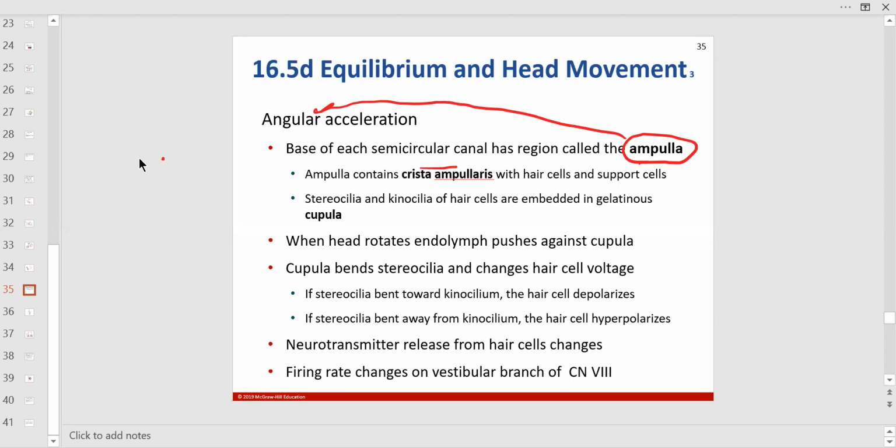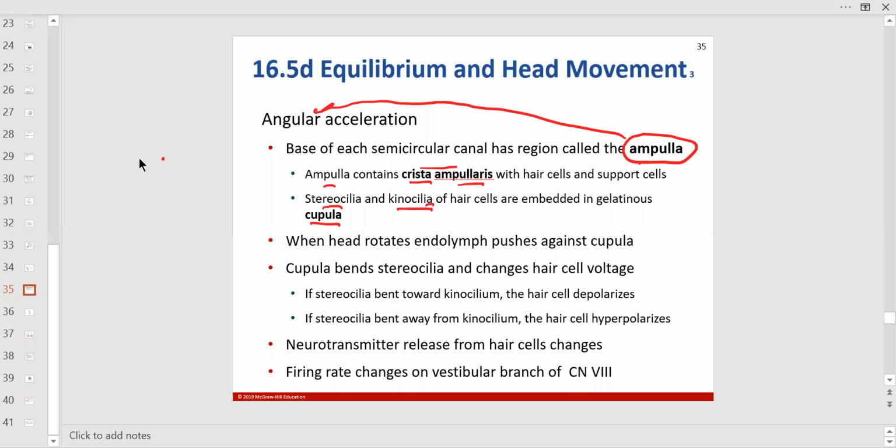And within the ampulla, you have the crista ampullaris, and you have, again, stereocilia and kinocilium, which are multiple, and they're embedded into what's called the cupula. And you'll see a picture, and I think that's important. You see the pictures of all the three. This is rotational angular acceleration. It's the ampulla and the cupula.